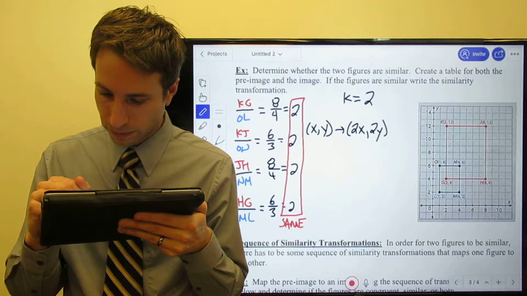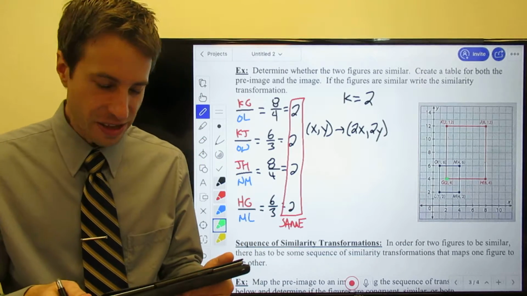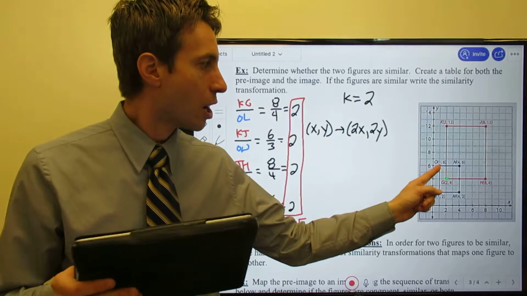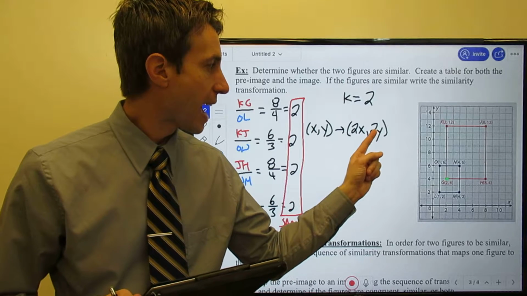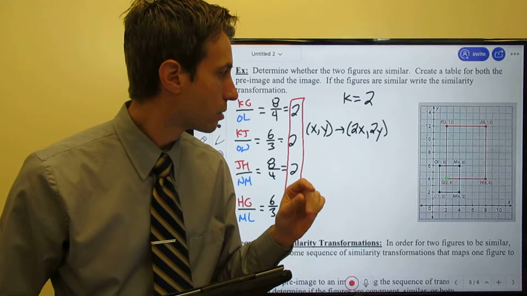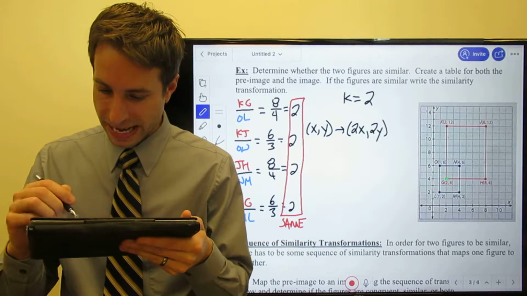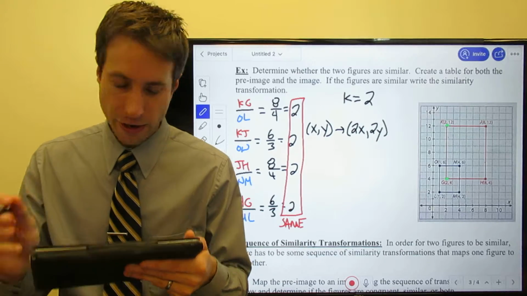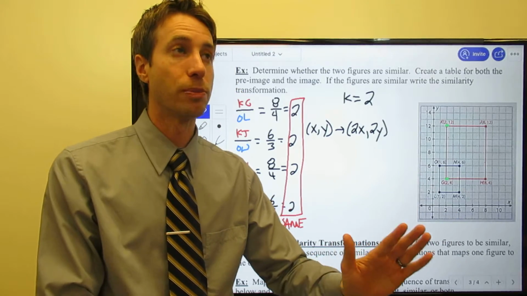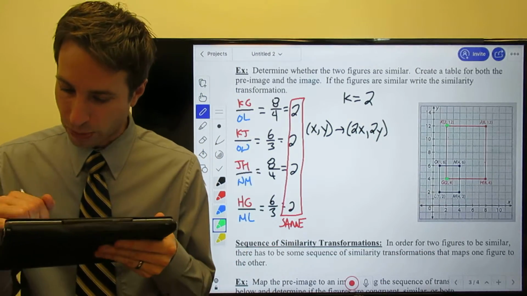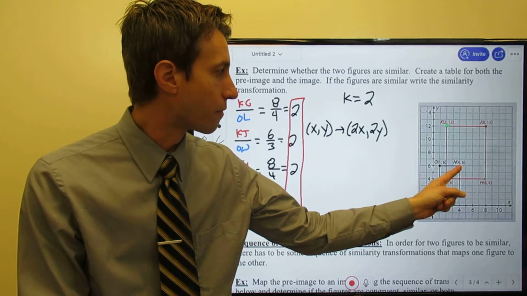Let's see, 2, 4 gets me right there. The next one is at 1, 6. Multiply each of those by 2. Well, 1 times 2 is 2. And 2 times 6 would be 12. So my next one would be at 2, 12. Oh, look at that. Sure enough, there it is. 2, 12 so far. We're doing good. Keep checking. 4, 2. 4 times 2 would be 8. 2 times 2 would be 4. So it would be 8, 4. Oh, yep, sure enough. There it is. 8, 4. Fantastic.